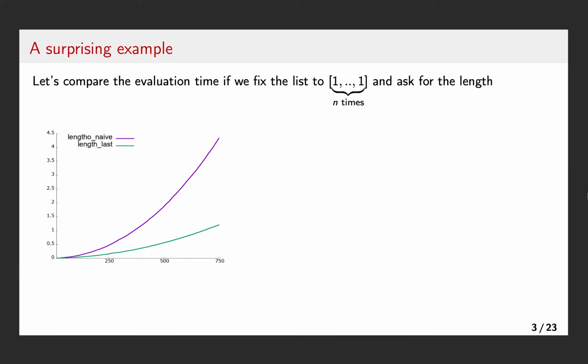But let's measure time for inputs of different sizes if we use this relation as a function to compute length. You can see that the naive version is significantly slower, although it performs adequate steps in an adequate order.